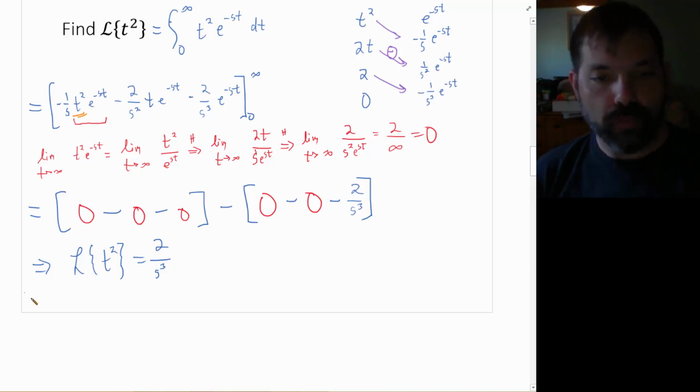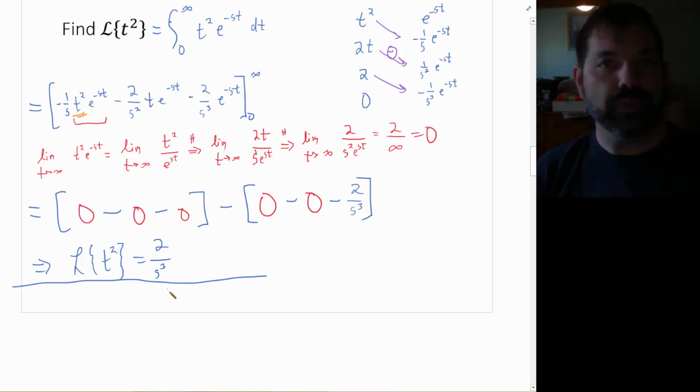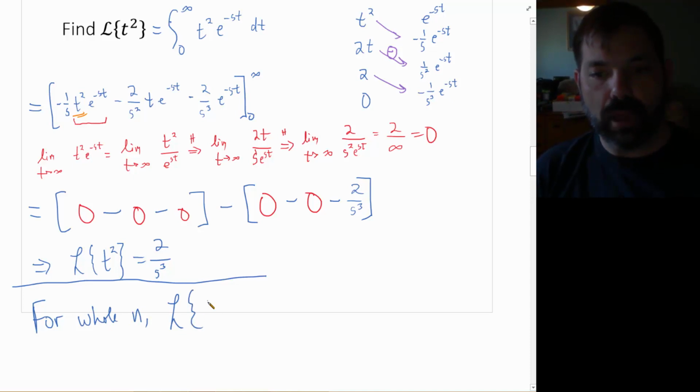And we could go on further with this. We could find the Laplace transform for higher degree terms. I'll just state the rule in general. In fact, a general rule is for whole numbers n, the Laplace transform of t to the n is given by n factorial over s to the n plus 1.